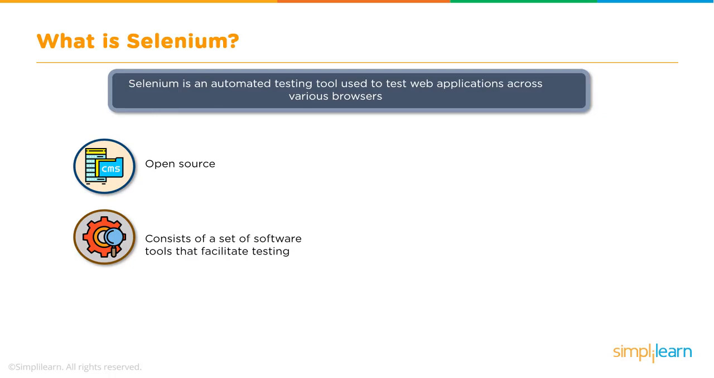It is not a single tool. It has multiple components in it, which we will be seeing in detail in some time. And all these tools together, they help us test the web application. You can run Selenium scripts on any platform. It is platform independent. And why is it platform independent? Because it is developed in JavaScript.